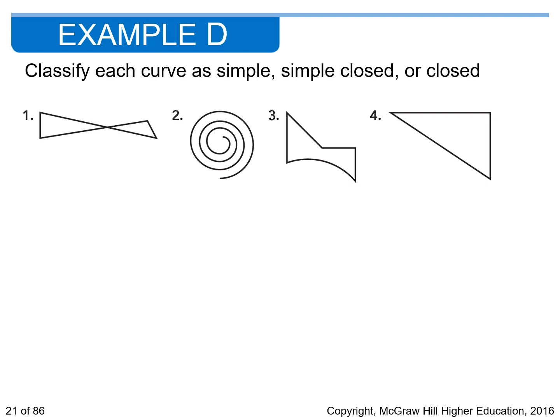Okay, so notice that here we're going to classify these. So notice that number 1 crosses itself, so it is not simple, but it is closed. Number 2 does not cross itself, but it is also not closed, so it is just simple. I'll just put an S for simple. Number 3 is simple because it doesn't cross itself, and it is closed. Number 4 is simple, and it is closed.